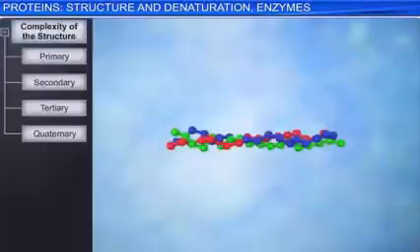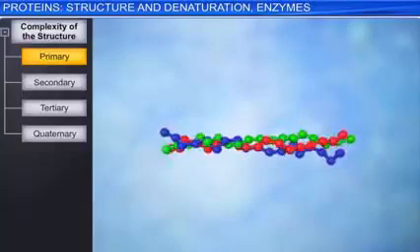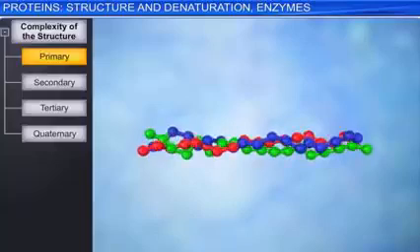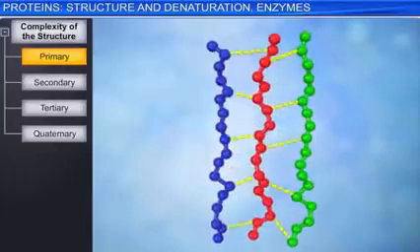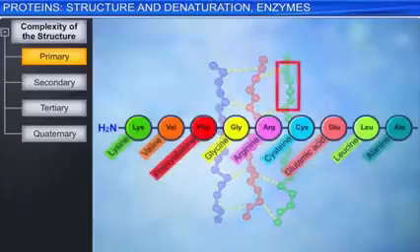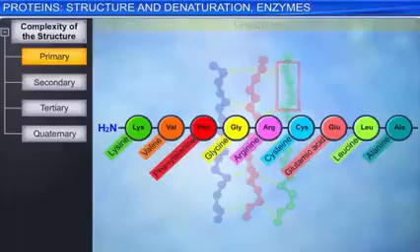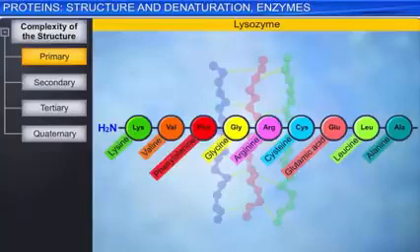Let us first discuss the primary structure of proteins. The specific sequence of amino acids in the polypeptide chain reflects the primary structure of proteins. Here, we see the specific arrangement of amino acids of the enzyme lysozyme. Every protein has its own unique amino acid sequence. Any change in the sequence of amino acids creates an altogether different protein.